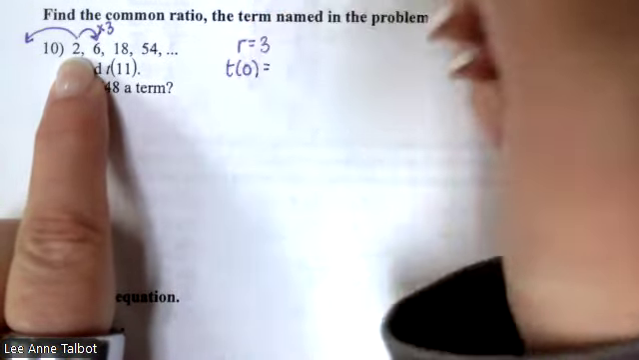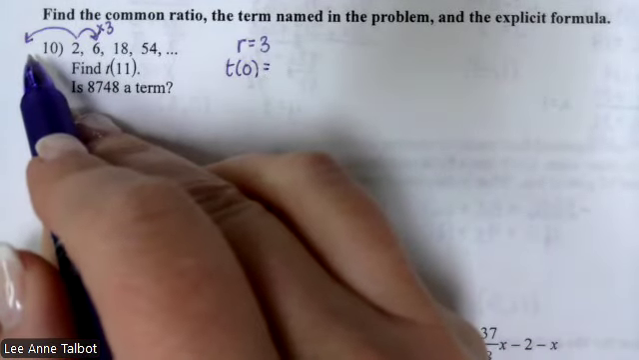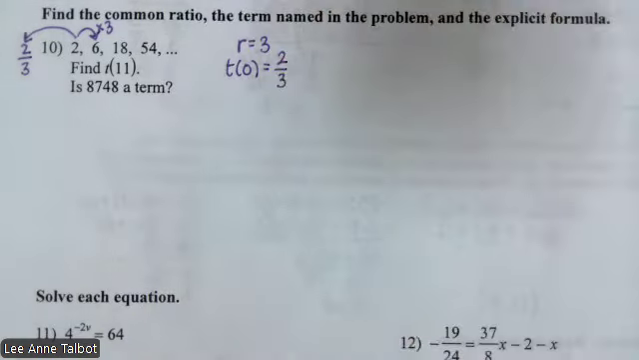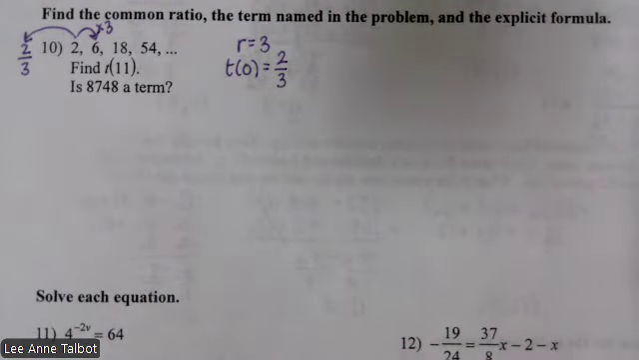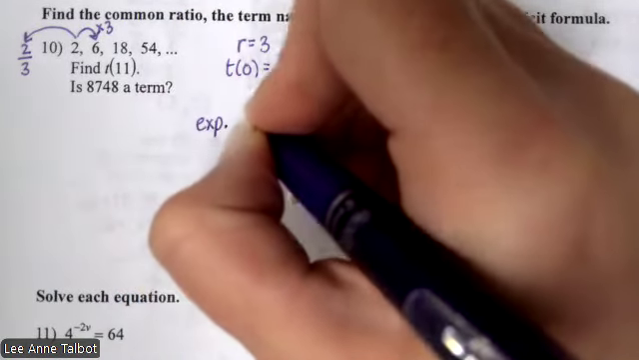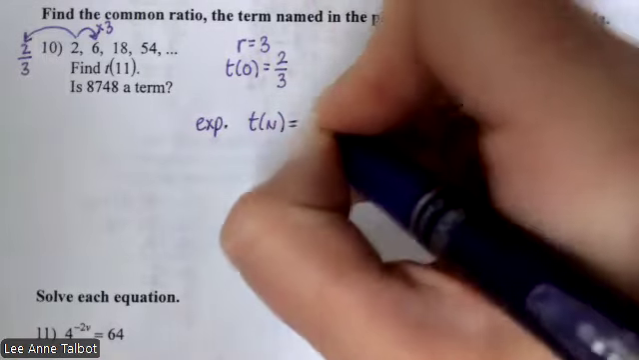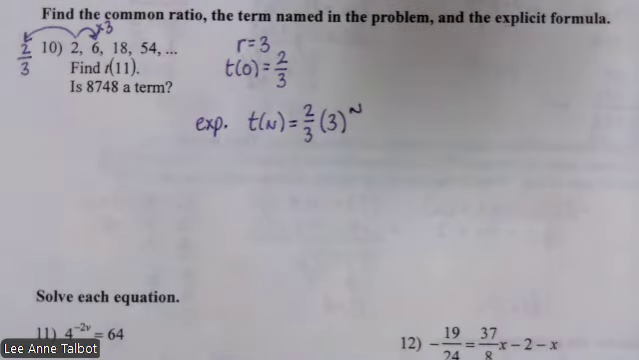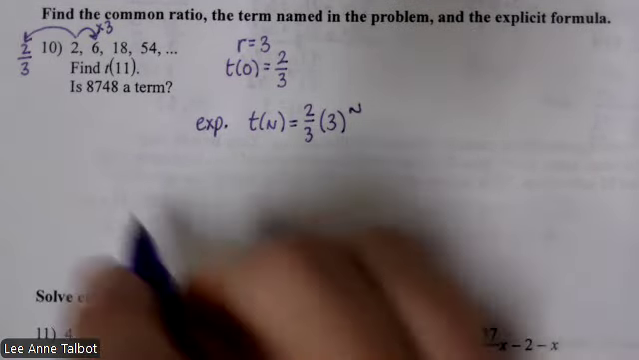Okay, so if I'm timesing by 3, what would term 0 be? The opposite of times by 3 is divide by 3, so 2 divided by 3. It's okay because it's mostly calculator. Okay, so explicit is going to be T of n equals term 0 times r to the n. And we want to find the 11th.